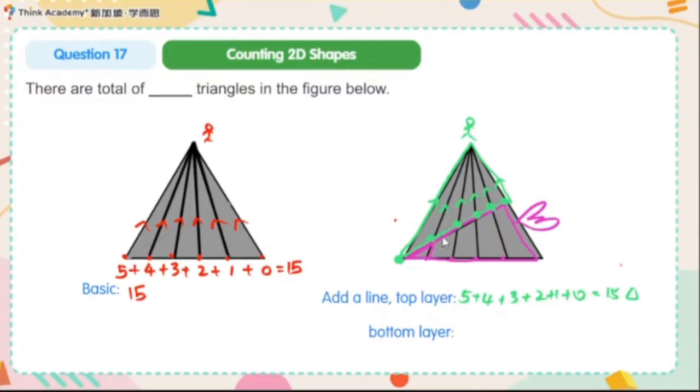There are 1, 2, right? So let me use my mouse instead. 1, the smallest triangle here, combined with the quadrilateral next to it. 2, 3, 4, 5, right? So there are 5 layers in this carrot. So there are 5 triangles only.